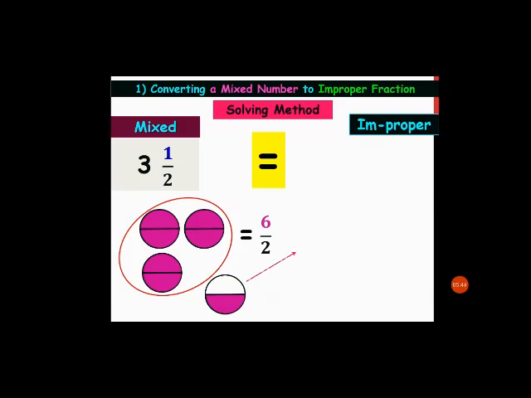And then how to represent this one circle in terms of a fraction, we would say that this is 1 over 2. If we add 6 over 2 and 1 over 2, how many total parts do you have? 7 parts. And how many total parts is the one whole divided into? It's 2. So the denominator is 2 and the numerator is 7. So 3 and a half equals 7 over 2.